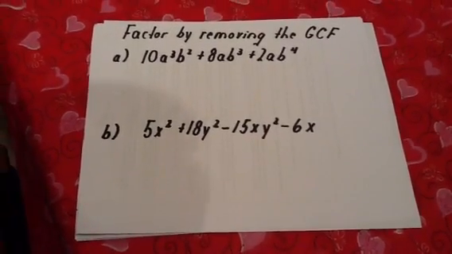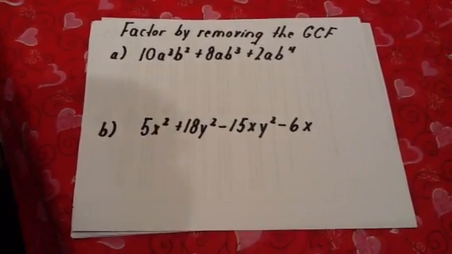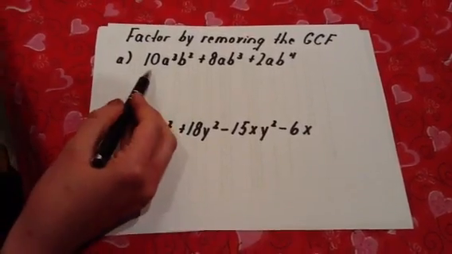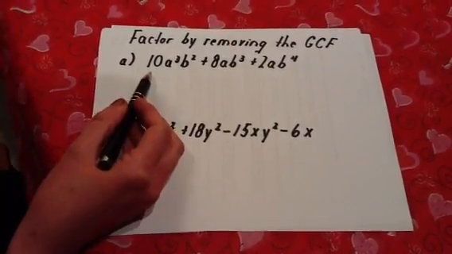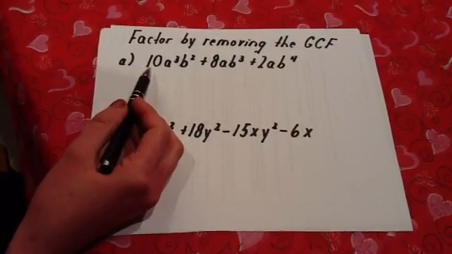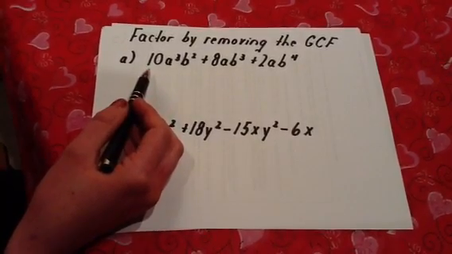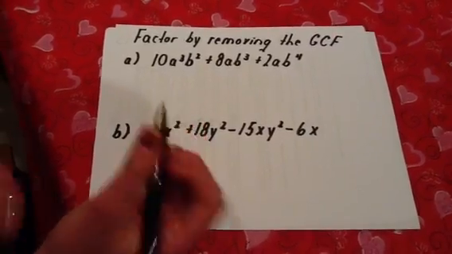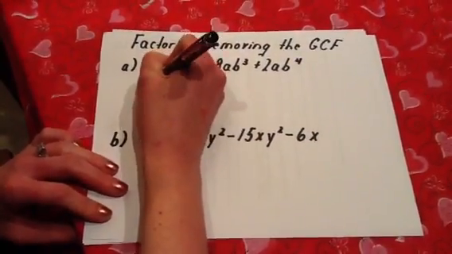Okay, I'm going to show you some examples of how to factor by removing the greatest common factor. So the first one we'll look at is A. We take a look at the numbers, 10, 8, and 2, and we think: what's the largest number that we can divide into 10, 8, and 2? Obviously that would be a 2, so we take a 2 out.